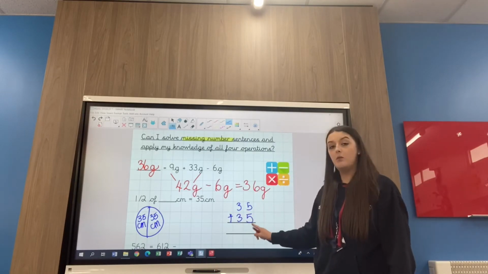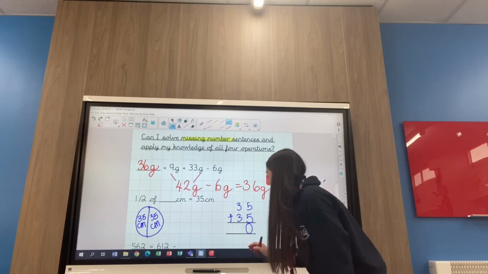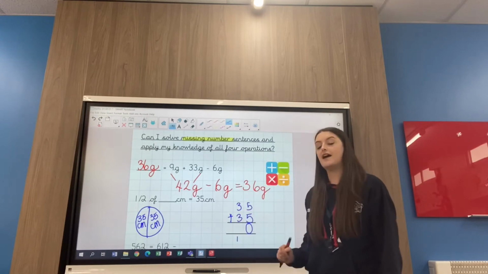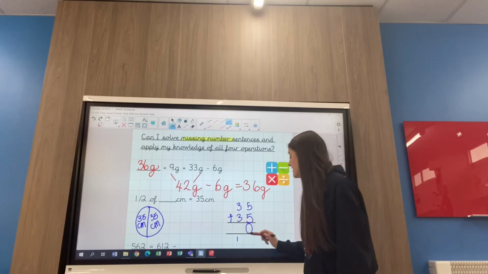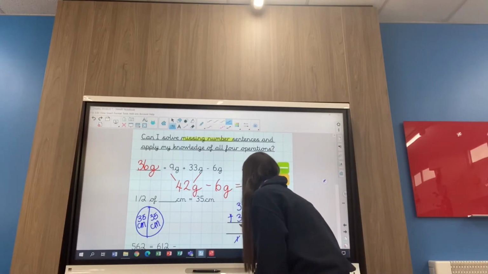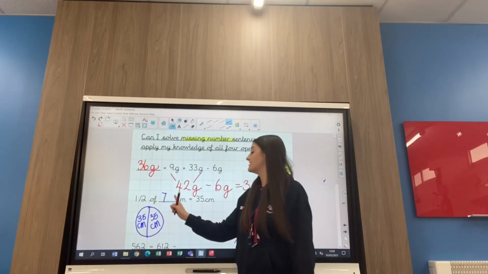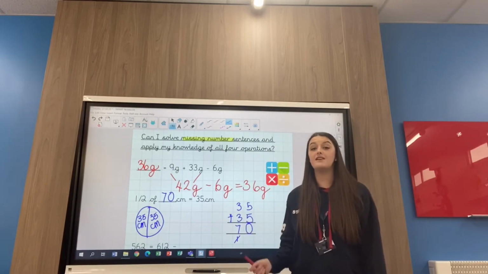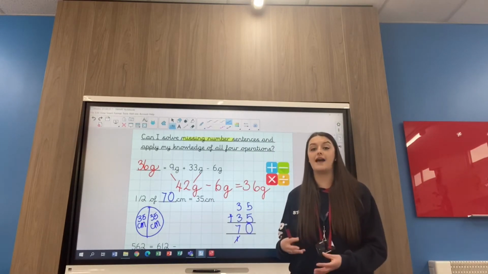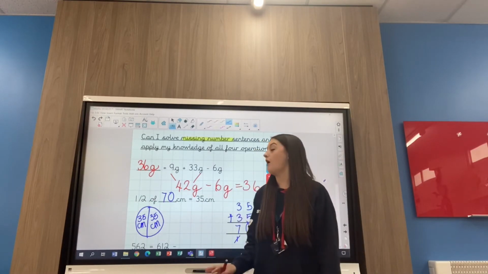So, starting with our ones, 5 add 5 is 10. Put my 0 in, carry my 10 and exchange it under the tens column. 3 tens add 3 tens is 6 tens. Add my 1 ten here, let's not forget it. That's 7 tens. So a half of 70 centimetres is 35 centimetres. And now my number sentence makes sense. So make sure you always check your number sentences before moving on.